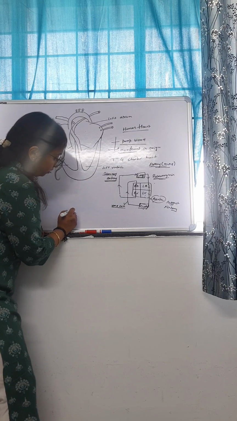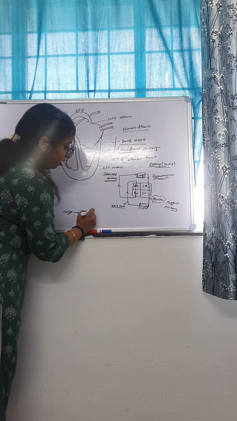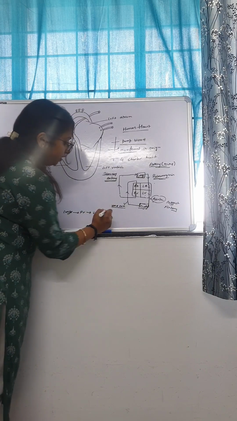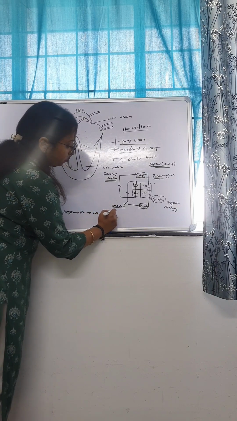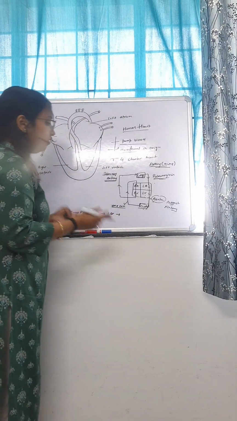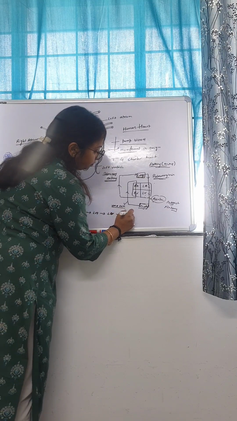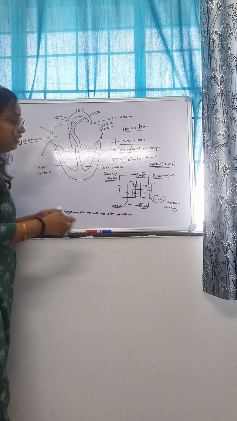That is, from lungs, blood goes into the pulmonary vein, PV. From PV, the blood goes into the left atrium. From left atrium, blood goes to the left ventricle, LV. You just have to practice two or three times. You will remember all of this stuff. That's quite easy. From LV, it goes into the aorta.